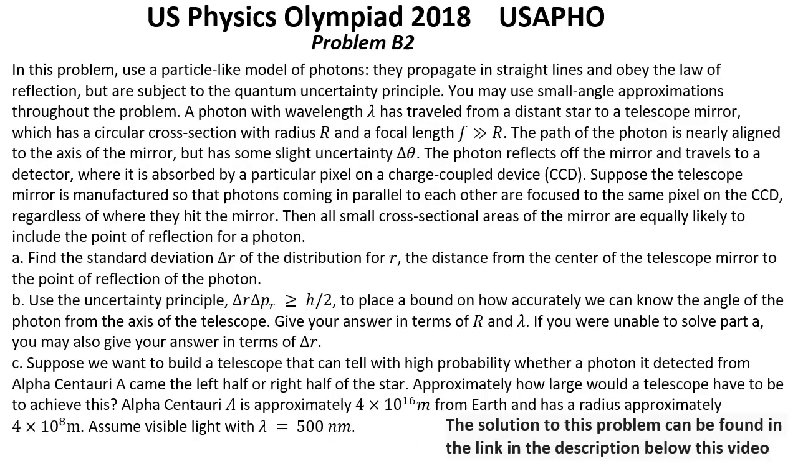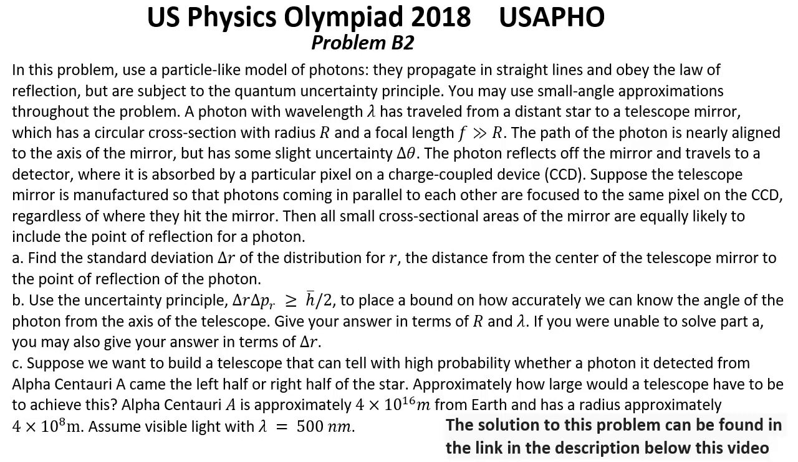US Physics Olympiad, year 2018. USAPhO problem B2. In this problem, use a particle-like model of photons. They propagate in straight lines and obey the law of reflection, but are subject to the quantum uncertainty principle. You may use small angle approximations throughout the problem.